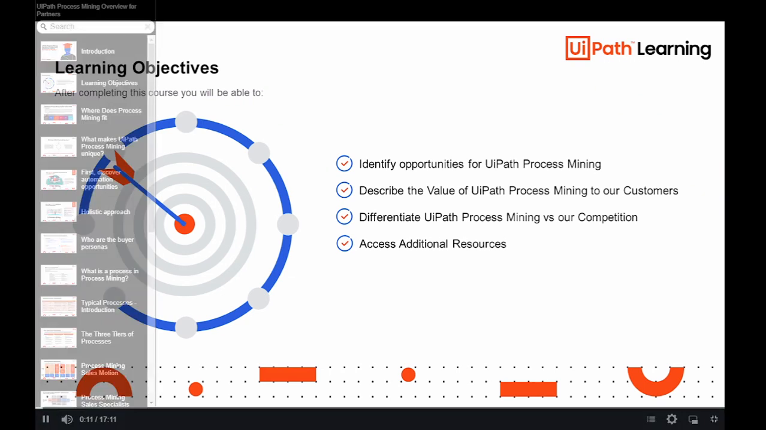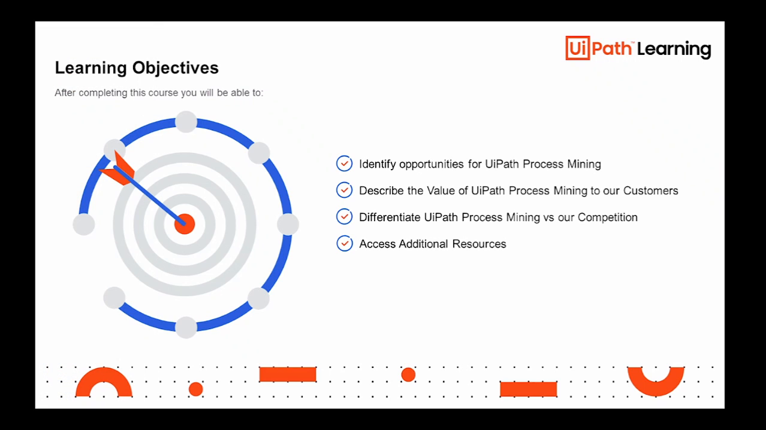After completing this course, you will be able to do four things. 1. Identify opportunities for UiPath Process Mining. 2. Describe the value of UiPath Process Mining to customers. 3. Differentiate UiPath Process Mining against the competition. And 4. Access additional resources.